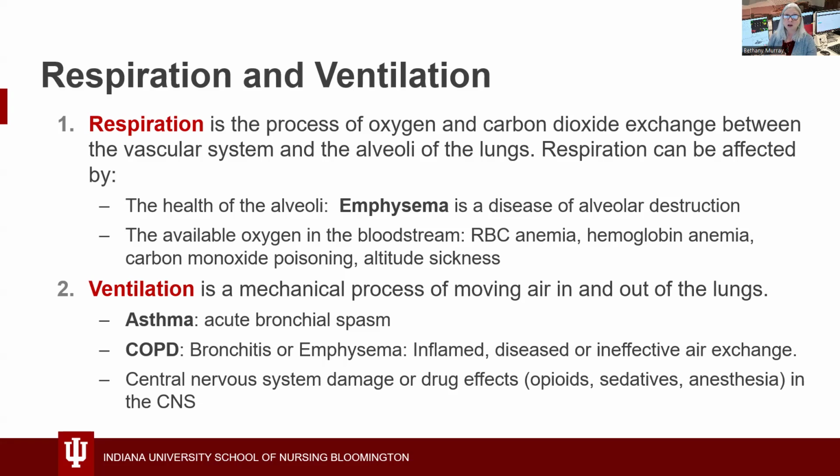Then lastly, you can also have ventilation problems that we've talked about before. The number one most dangerous effect of an opioid overdose is actually in ventilation. It suppresses respiratory effort, and the person is not ventilating. They're not bringing air in and out of their lungs. So they actually die of a respiratory failure or an oxygenation failure.